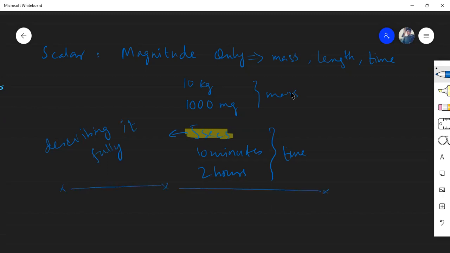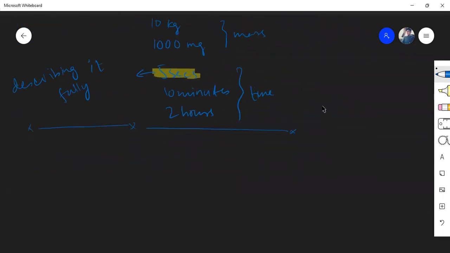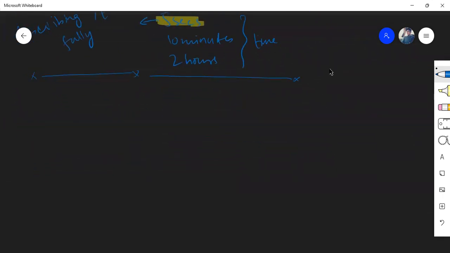Now, you might be wondering, why am I emphasizing on describing something fully? The next type of quantities that we're going to talk about are vectors. Vectors are something which requires magnitude and direction as well.